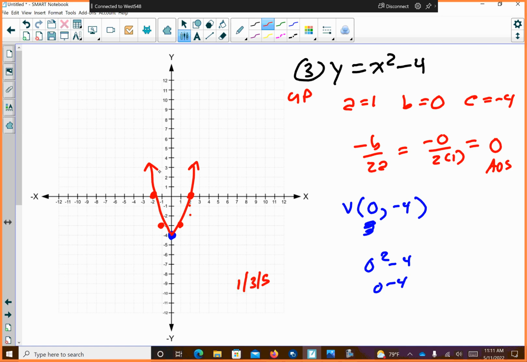Okay, number 3, they wanted to know what the vertex is. That's my vertex. They want to know what the y-intercept is. Is that the y-intercept as well? Yeah, so the y-intercept is also that, okay? So that sometimes will happen. It's not a big deal if it does. Okay. What else can I help you with on this?